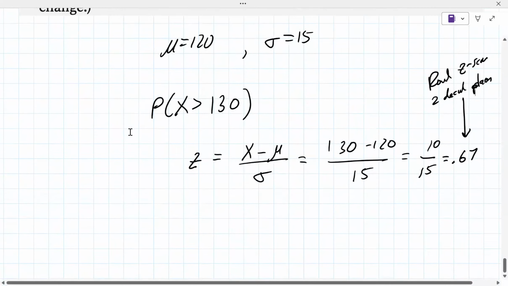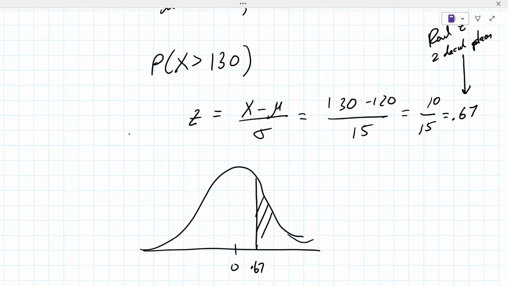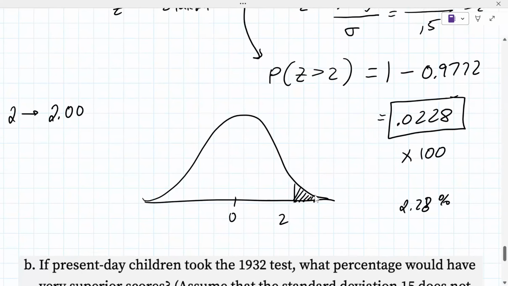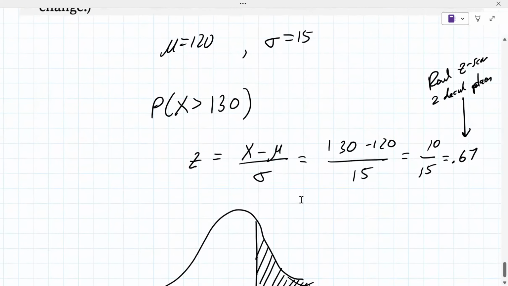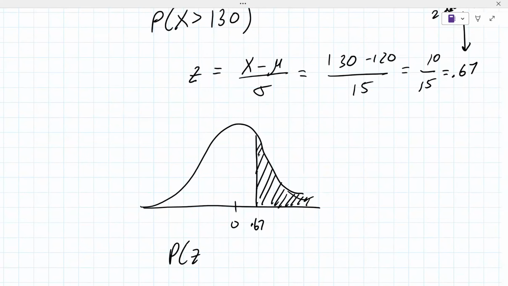Okay. So this time, when you draw your normal curve here, there's zero. So 0.67 is like there. So we would expect this to be bigger than the last one. But again, when you go to the table, it doesn't give you the right tail. So you have to do the probability that z is greater than 0.67. It's 1 minus the probability that z is less than 0.67, or this left tail number.